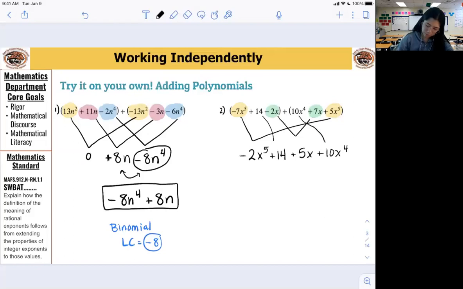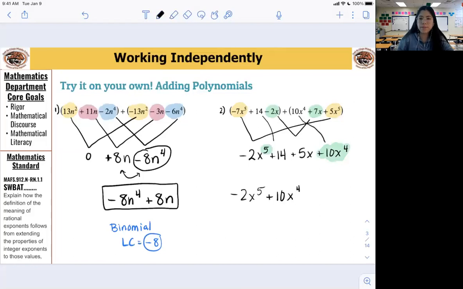Negative 2x to the power of 5. Good. That stays right where it is, right? Because that's the biggest exponent. What should go next? 10x to the power of 4. Is that a positive 10x or a negative 10x? Positive. Positive 10x. It has a plus sign in front of it. So it's plus 10x to the power of 4.